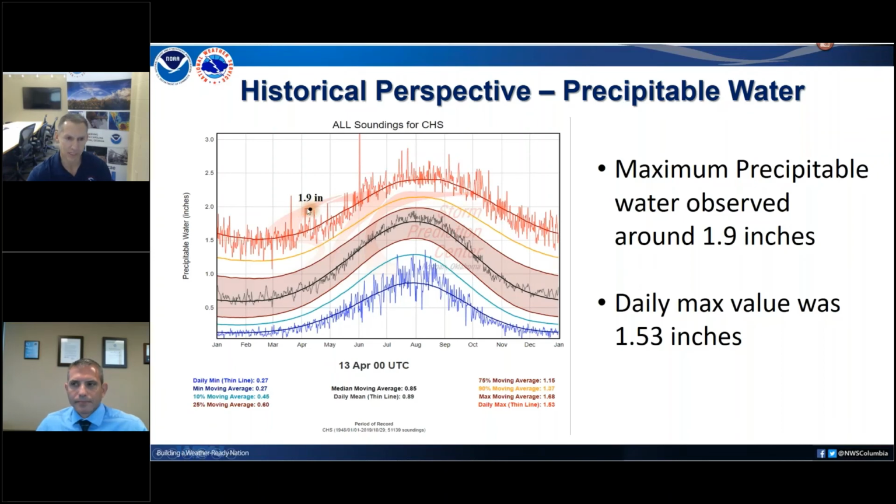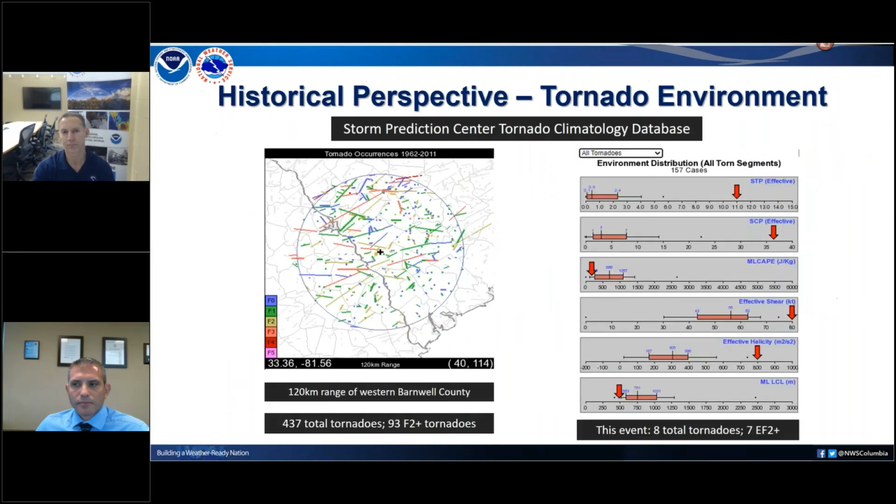And you can see there, it's really one of the top 3 or 4 values pretty much anywhere for the first part of the year until you get to about mid-May or so. So again, it's a pretty extreme amount of atmospheric moisture available with this event.